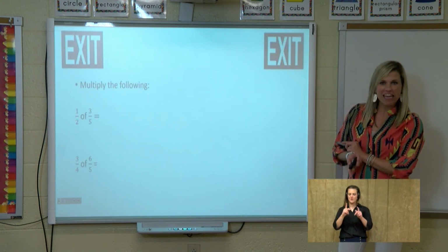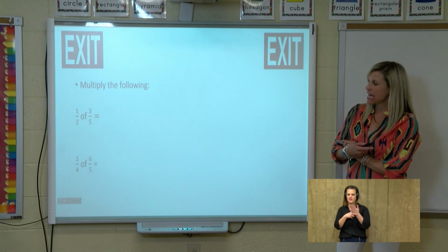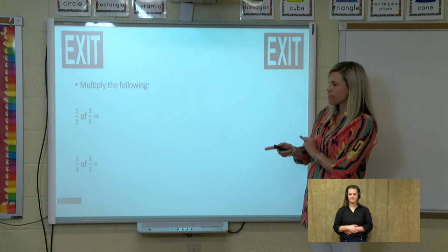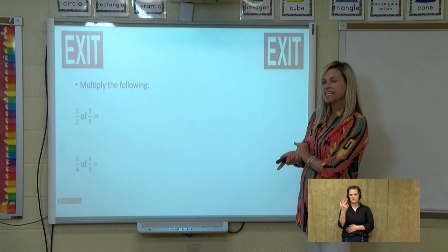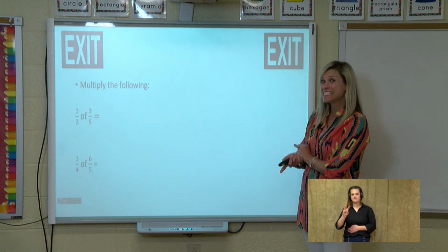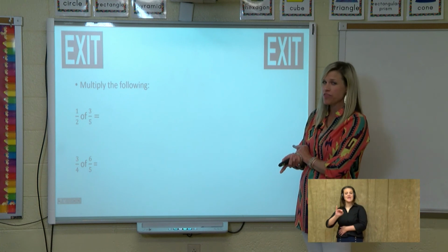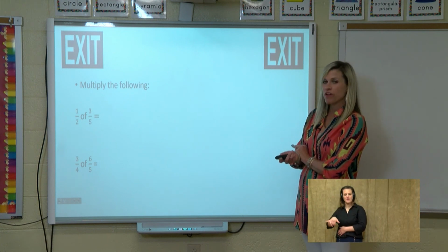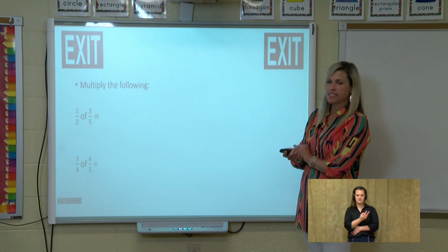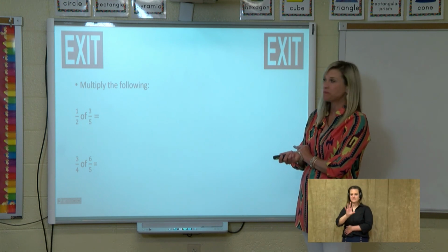Our exit ticket for today, and I'm going to check it on Monday: half of 3/5 and 3/4 of 6/5. Again, 6/5 is an improper fraction, so think about that. Half of 3/5 and 3/4 of 6/5. Let's see what you can do.